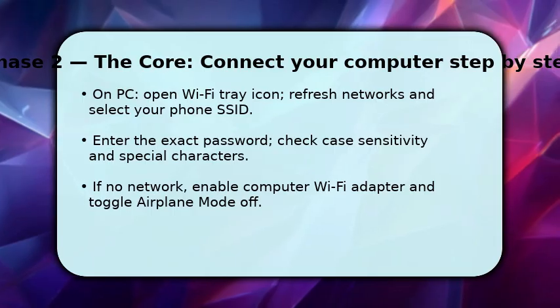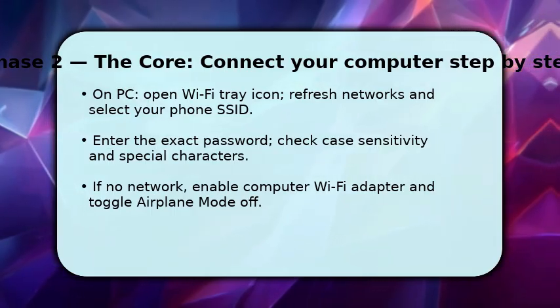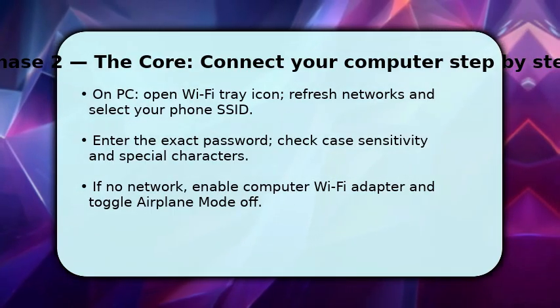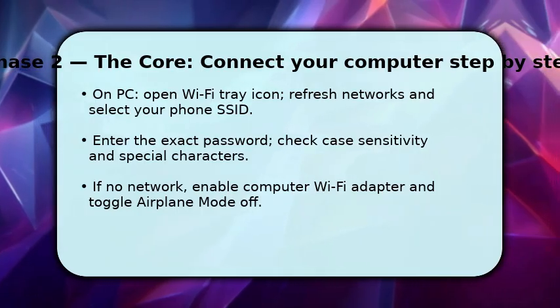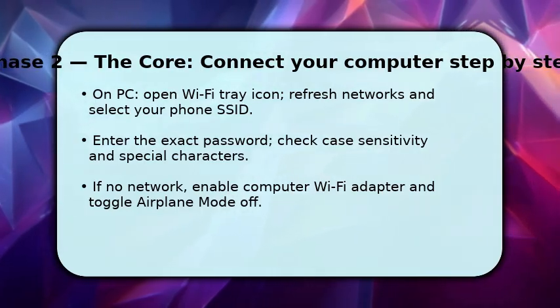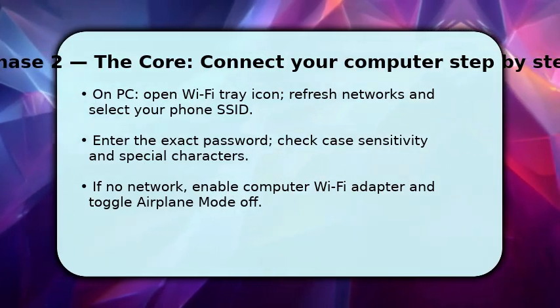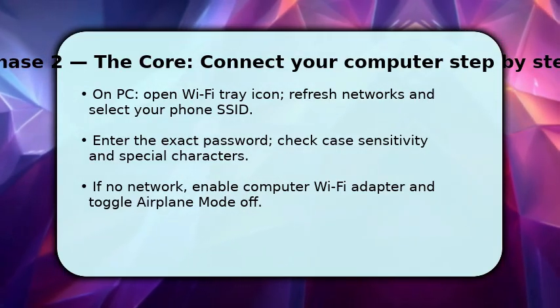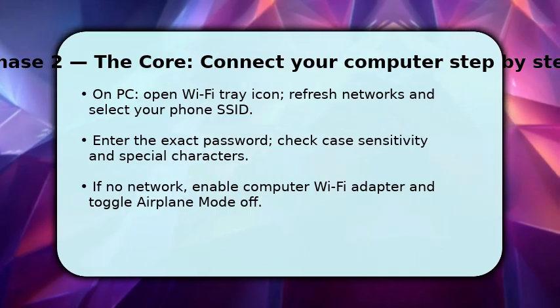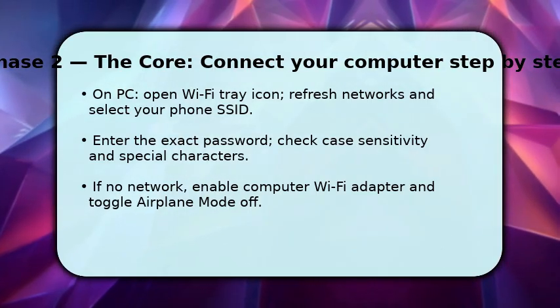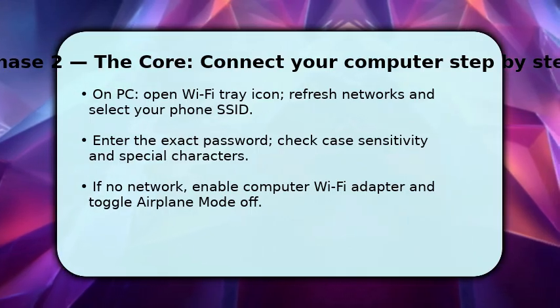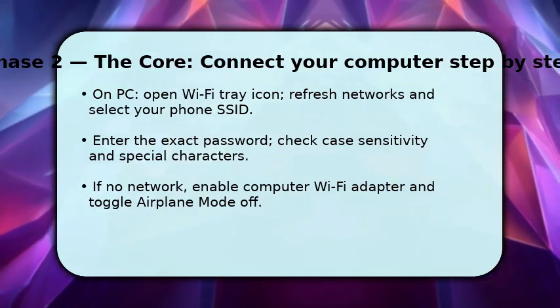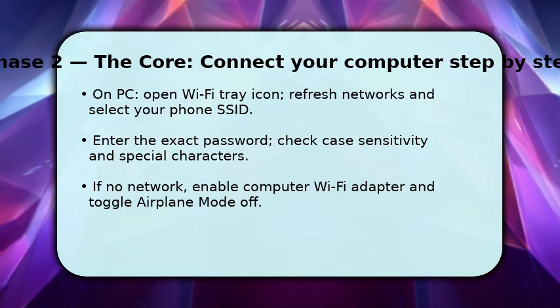Open the Wi-Fi icon in the system tray, refresh the network list, and pick the SSID you set on the phone. Enter the password exactly because capitalization and symbols matter. If it fails, retype slowly. If the SSID doesn't appear, make sure the computer's Wi-Fi adapter is enabled and airplane mode is off, then retry. Once connected, confirm internet access by opening a simple web page or running a quick ping.